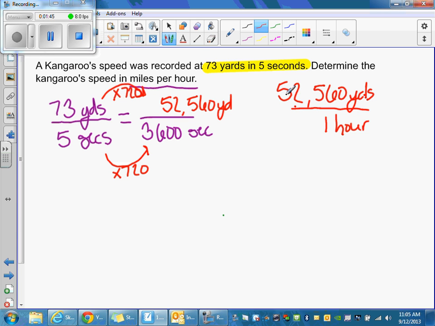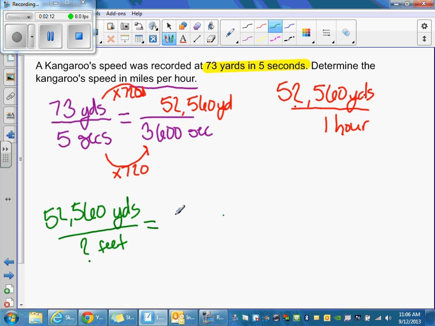Okay, so now I need to work on changing my yards to miles. Well, I personally don't know the conversion to jump straight from yards to miles. I know how to get from feet to miles, so I'm going to change my yards to feet first. So I have 52,560 yards, and I'm trying to figure out how many feet is that. Well, I know that for every 1 yard, that's 3 feet. I can use this proportion to solve.